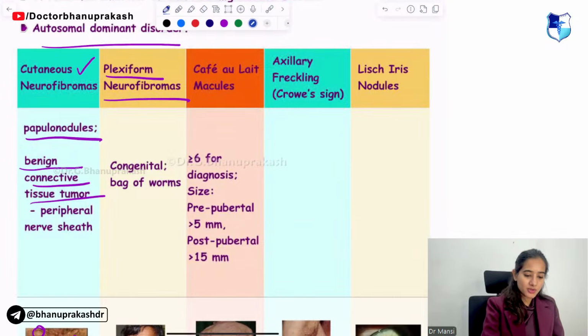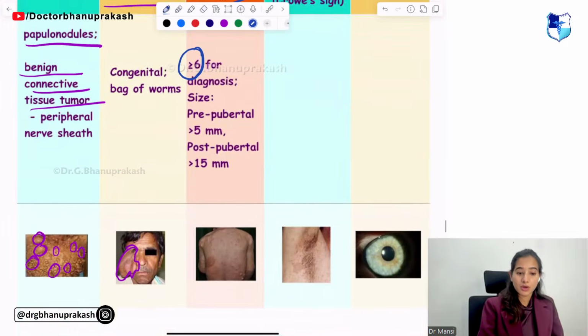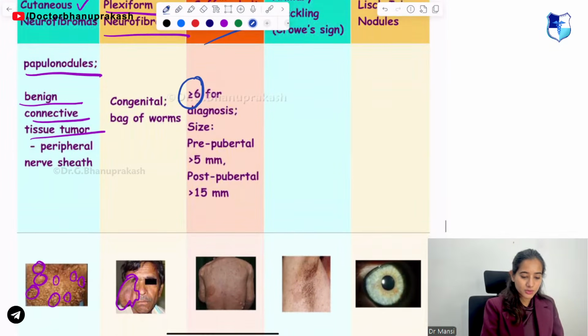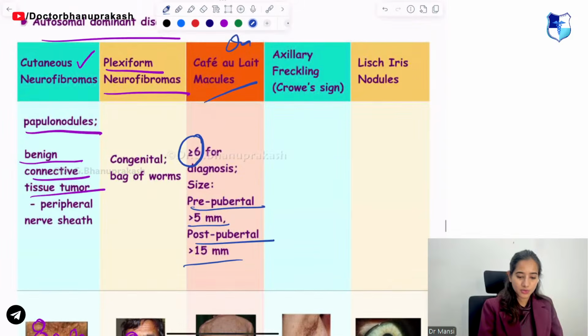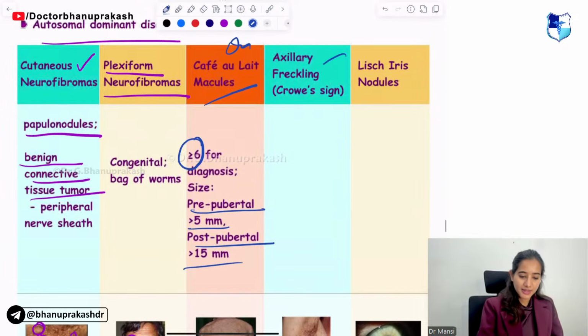Very important is your cafe au lait macules. More than or equal to 6 cafe au lait spots should be there. Okay, so in prepubertal age, they are more than 5 mm in size, and in postpubertal, more than 15 mm in size. So that is used for diagnosis. Then we have axillary freckling.